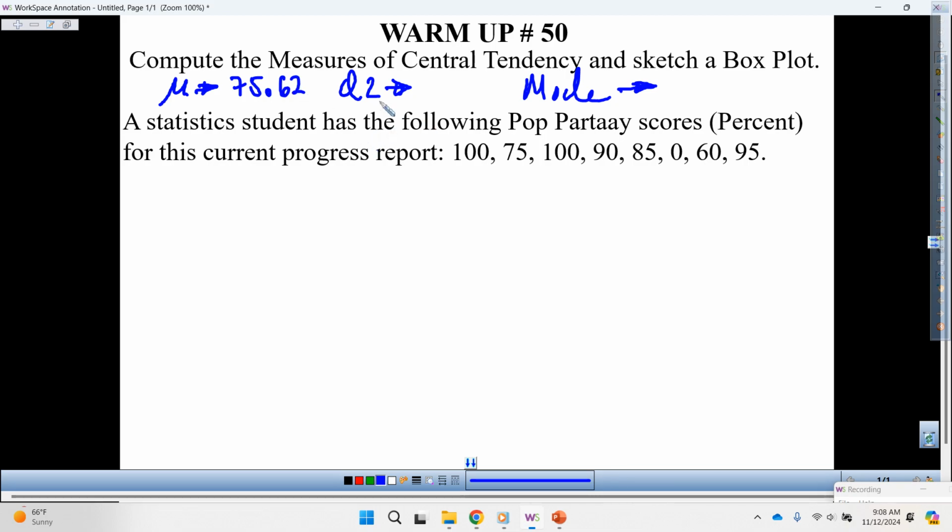Looks about right. How about our Q2? What'd you get for Q2? Ricardo. 60. 60, hands if you got that. Okay. Let me rewrite this. This is 0, 60, 75, 85.